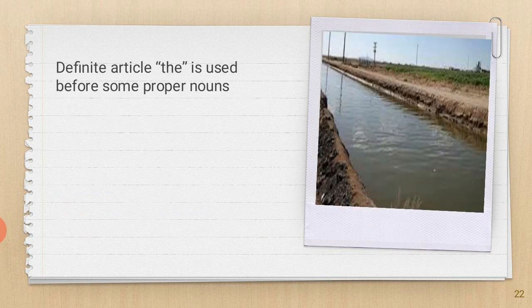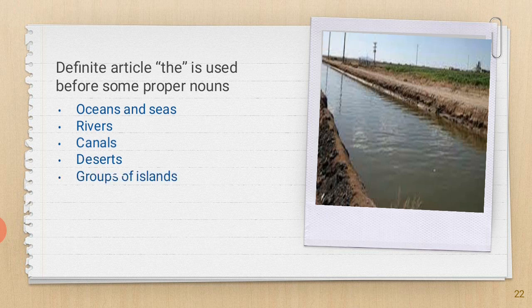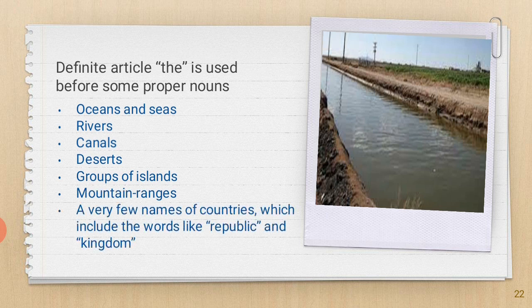Definite article the is used before some proper nouns. What is this picture about? It's the picture of a canal. Okay. So before some proper nouns like oceans and seas, rivers, canals, deserts, groups of islands, mountain ranges, and a very few names of countries which include the words like republic and kingdom.